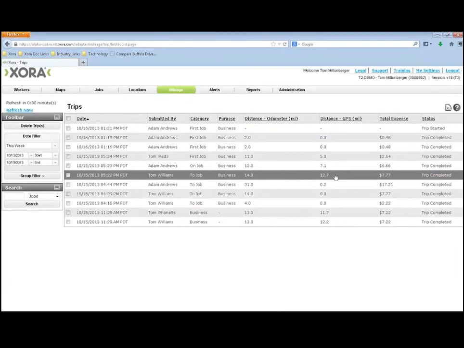So the GPS miles, and I'll show you this in just a second, is essentially at the start of the trip, it collects a GPS point. During the trip, it's collecting GPS like it normally does, and at the end of the trip, it also collects a GPS point. And it basically does a straight line calculation between those GPS points. So you get a validation between the odometer reported miles and the GPS reported miles. They're not going to be exact, but it gives you some feedback of whether or not the distance traveled actually agrees with what was entered as the odometer.